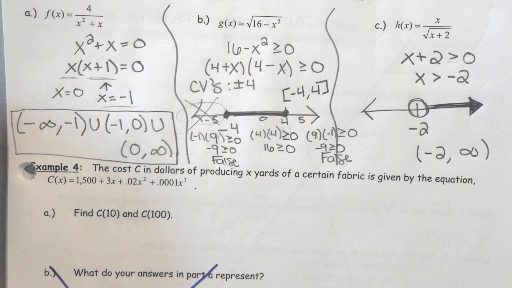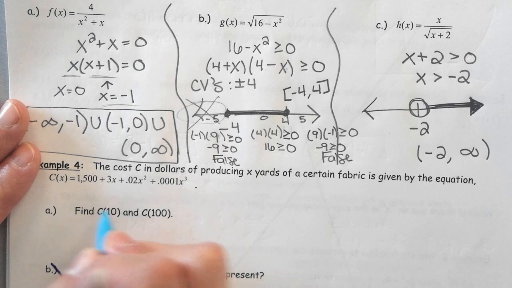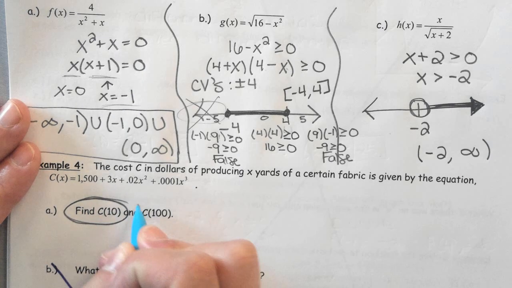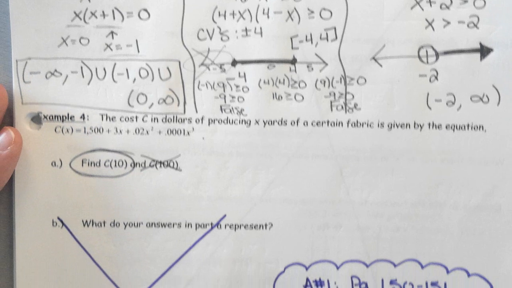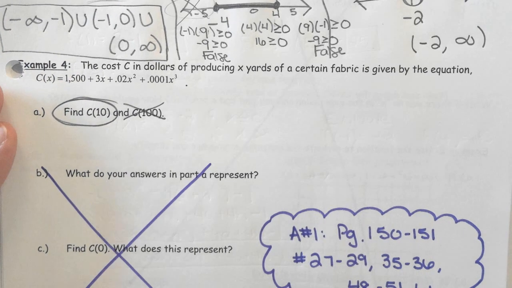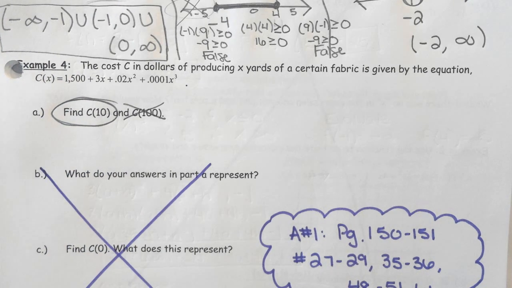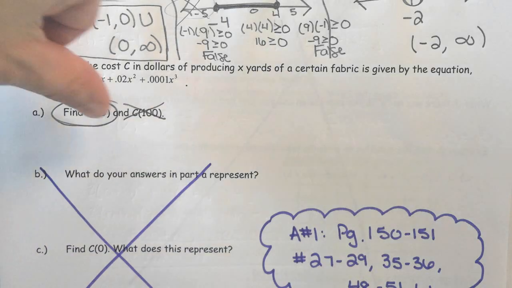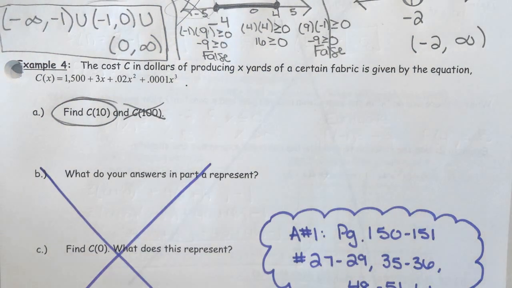Last thing I want to talk about is example 4, and we're just going to do the first little part right here. This is the application piece where we can plug stuff in, which is what we were doing pretty much the whole time on the first page. The cost in dollars of producing some yards of fabric is given by the following equation. So the cost of producing fabric is given by this equation. If we want to produce 10 yards of fabric, we want to know what the cost associated is going to be. So what am I going to do with the 10?